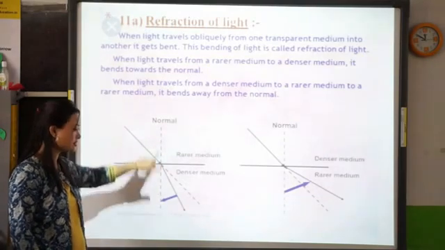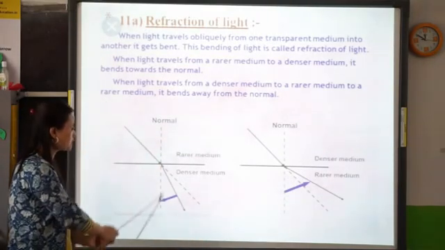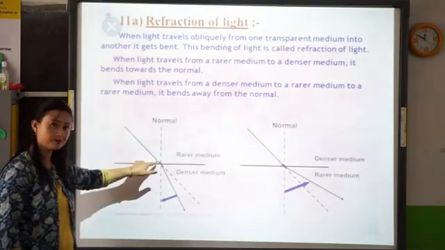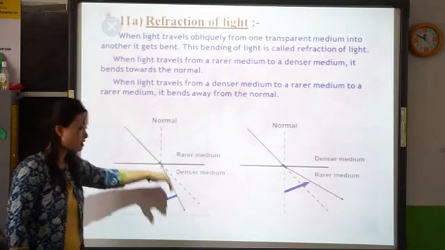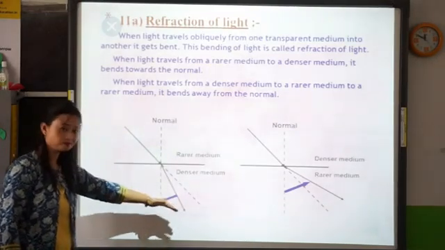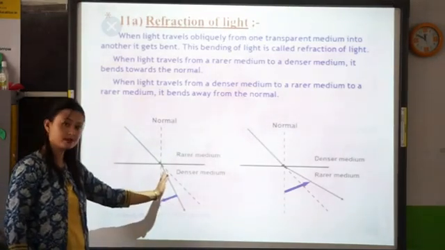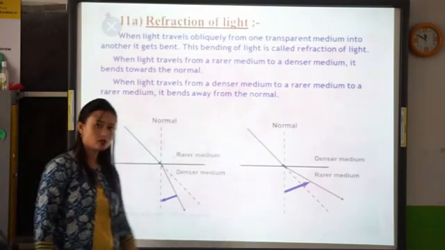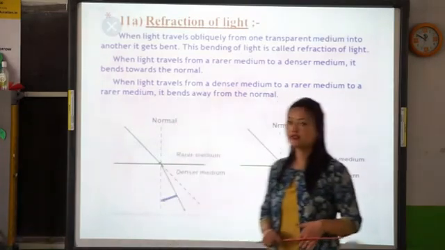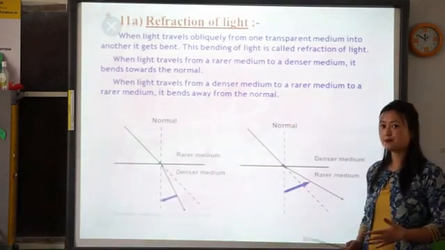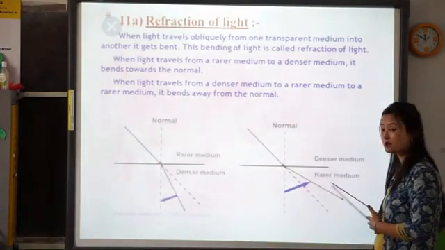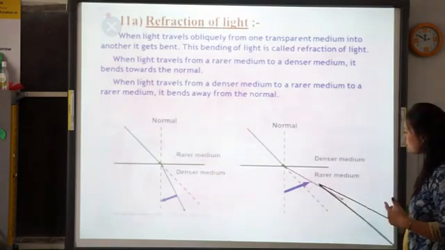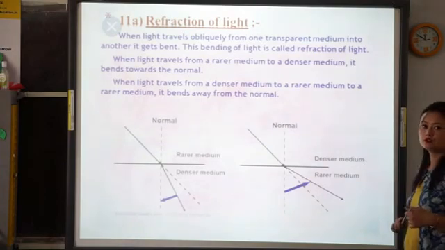So this straight, dotted line is your normal. This is your incident ray. When it falls from rarer to denser, its speed decreases and it moves closer towards the normal. Just the reverse: when the ray of light passes from denser to rarer, its speed increases and the refracted ray moves away from the normal.